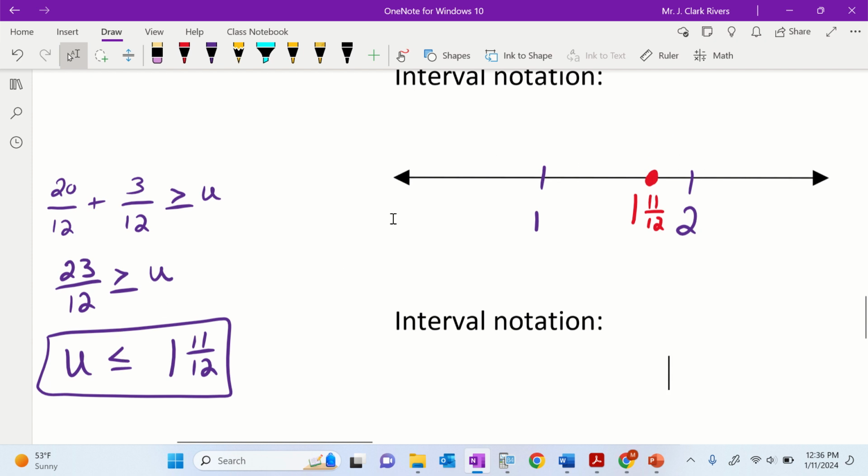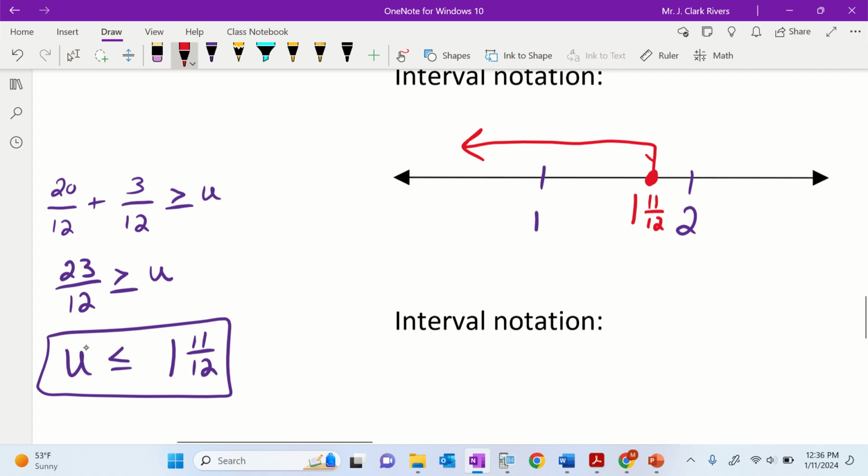U is less than or equal to. The "or equal to" lets us know to fill in the circle. Less than tells us to shade to the left. Less than, shade to the left. And the reason we had to put the variable on the left is if the variable's on the left, then less than tells you to shade to the left, greater than tells you to shade to the right. If the variable were on the right, it would be the exact opposite. So it's just easier to keep it straight in our head to have that variable on the left side.